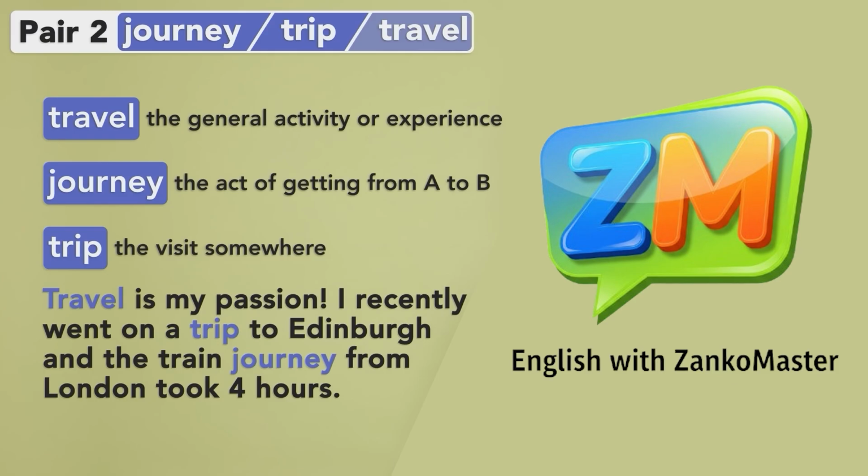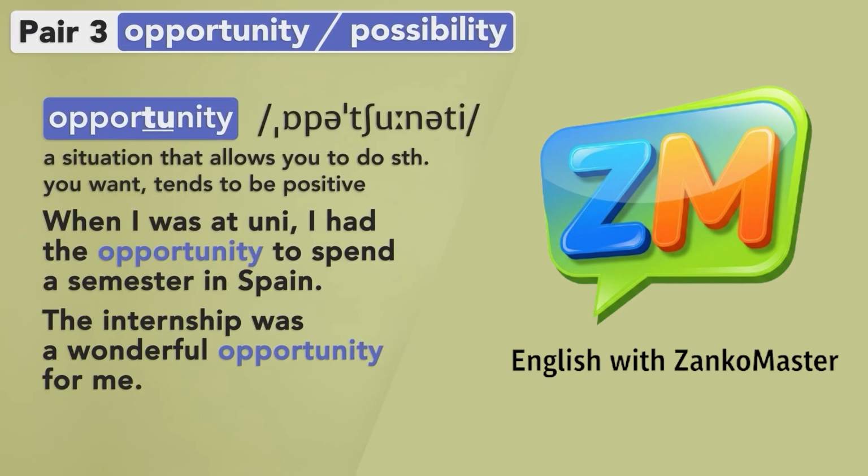words in the comments. All right, pair number 3 is opportunity versus possibility. An opportunity is a situation that allows you to do something you want. It tends to be positive.